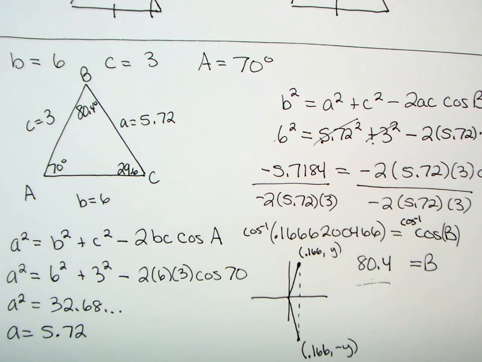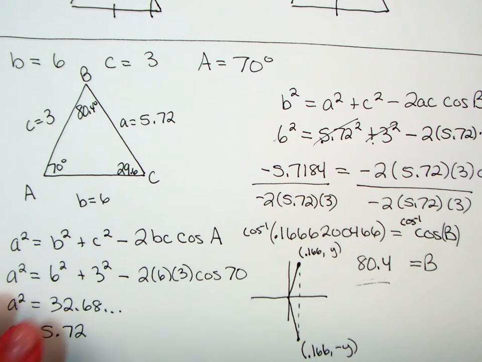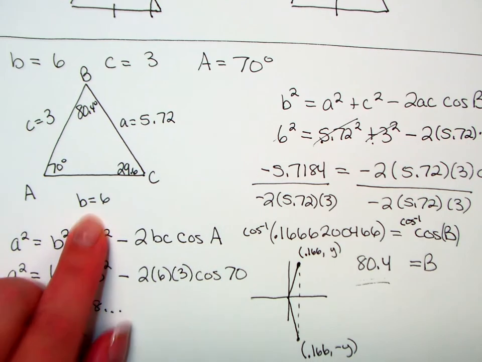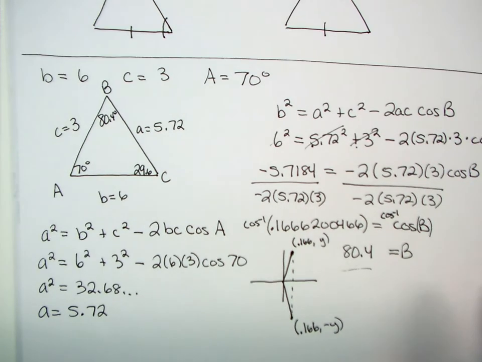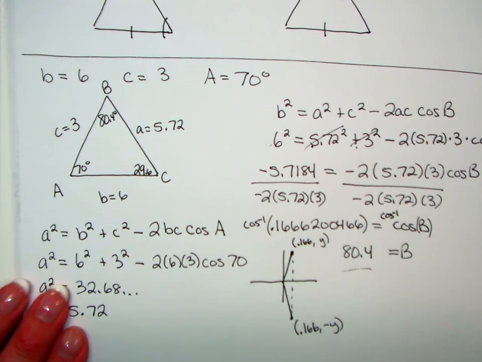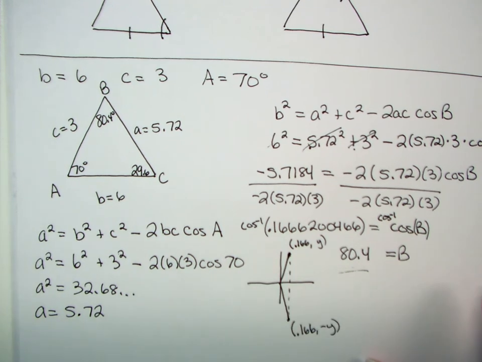All right, so double check it real quick for me. Is the smallest side across from the smallest angle? Smallest side, smallest angle. Is the biggest side across from the biggest angle? Biggest angle, biggest side? Yes, it is. So the spot check works here as well. So good news, guys, whenever you use law of cosines to solve for an angle, only one solution. All right? So this triangle is solved.